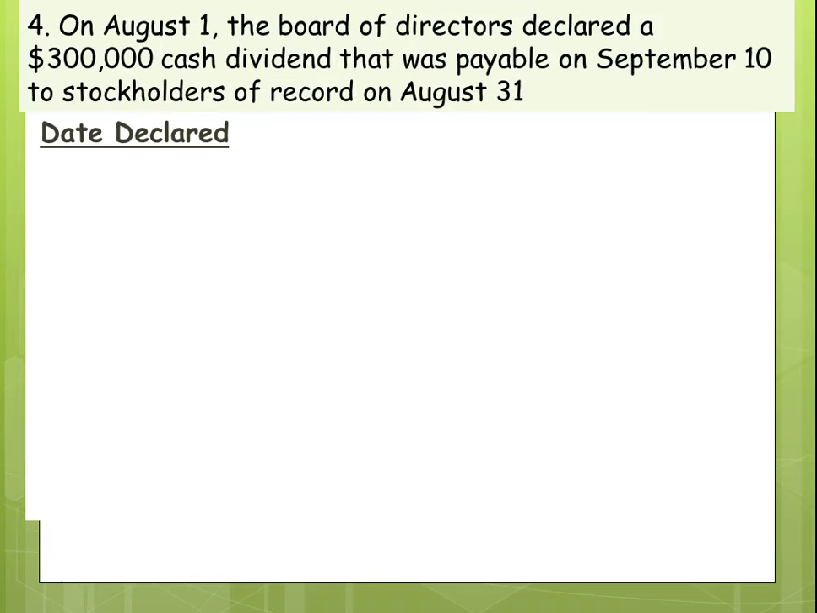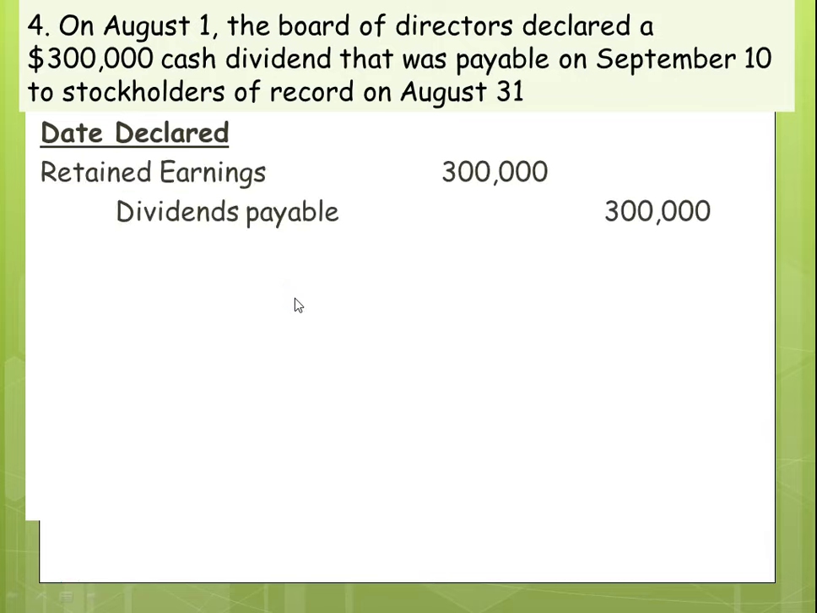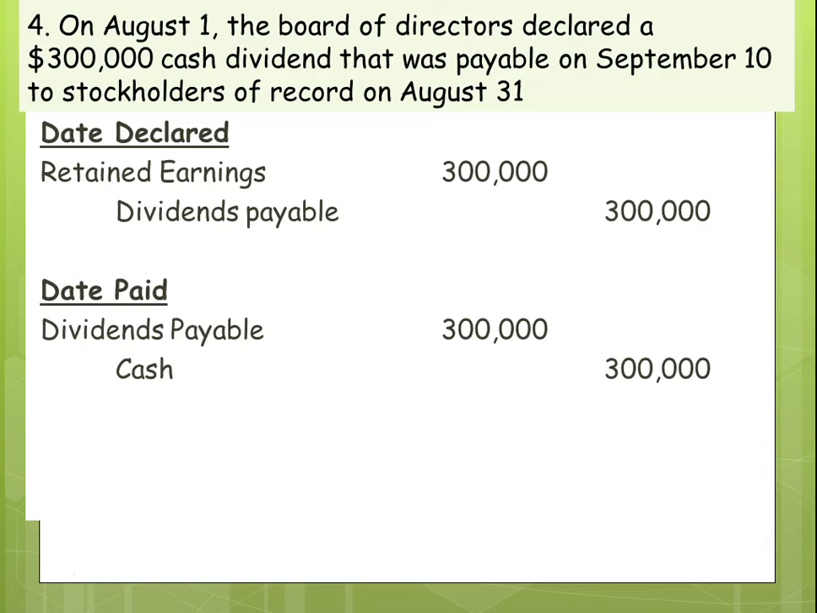Now, the next liability that we can have is we declare a cash dividend, and we then pay it. So the first thing we do is take it out of retained earnings and set up a dividend payable. And then on the date of payment, we're going to pay the dividend and reduce our cash. The date of declaration, we would do, again, you set up the liability on the date of declaration, and we pay it on the payment date.